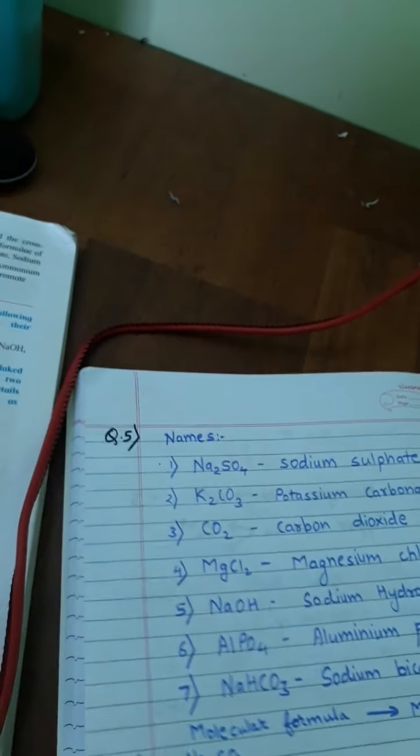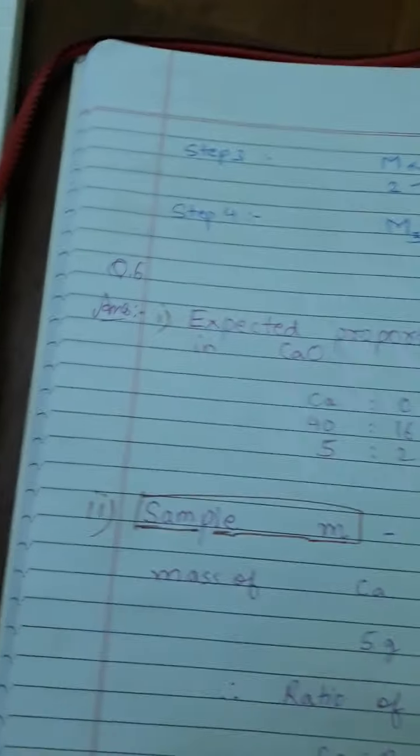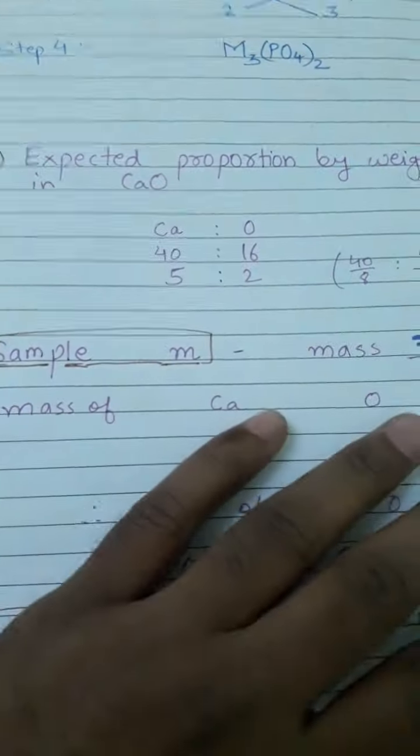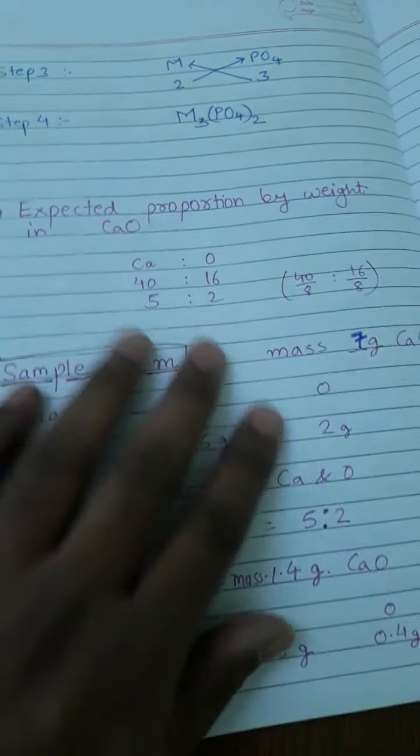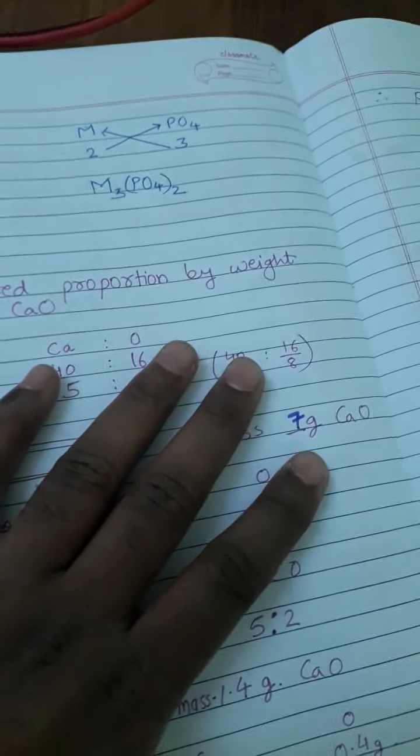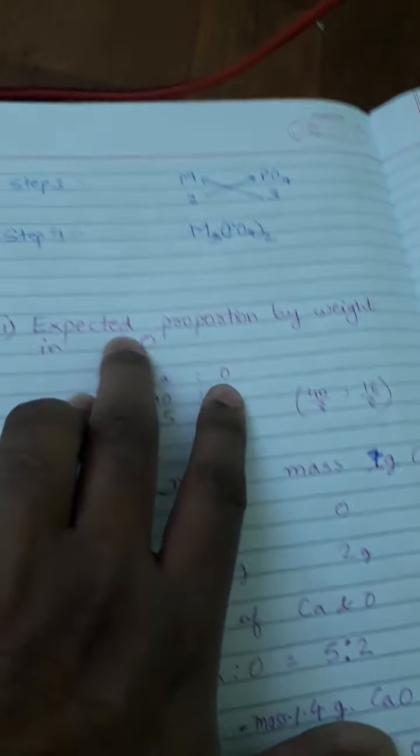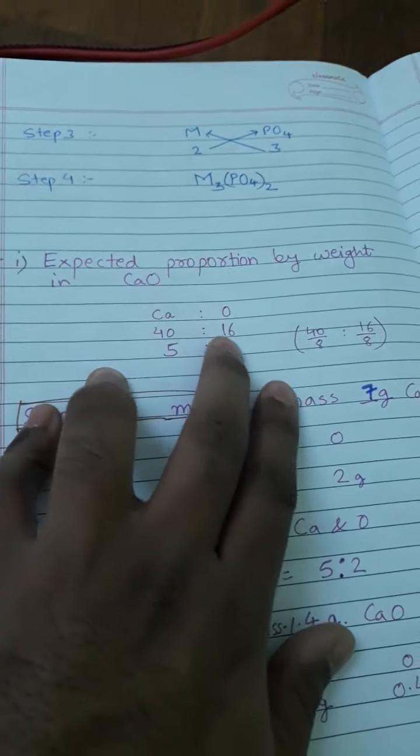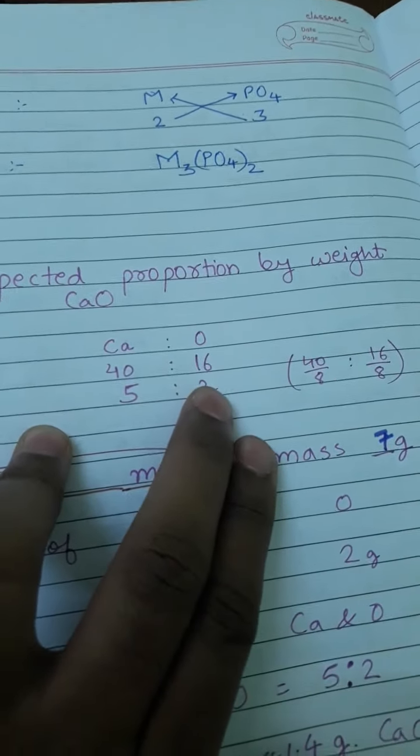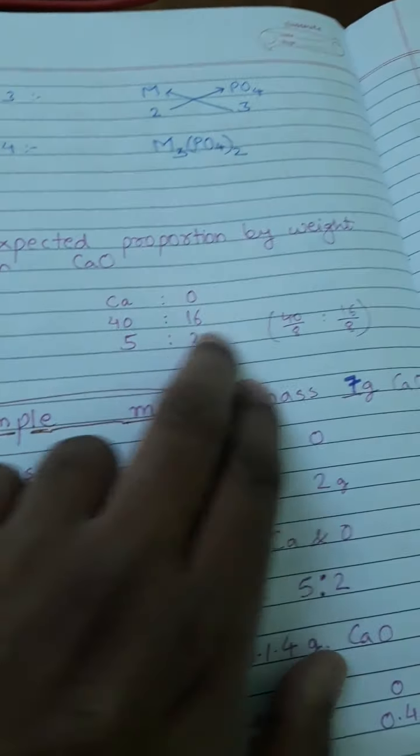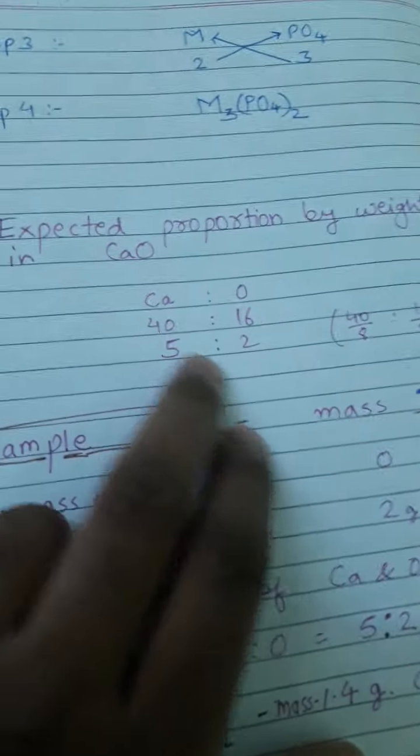First, you should know what is meant by slaked lime. Slaked lime is nothing but calcium oxide. Different samples of calcium oxide are there. So we should know the ratio of calcium and oxygen by weight. In this compound, the atomic mass of calcium is 40 and oxygen is 16. So what is the simplest ratio of calcium and oxygen? It is 5:2. By dividing 40 and 16 by the common factor 8, we get the simplest ratio as 5:2.